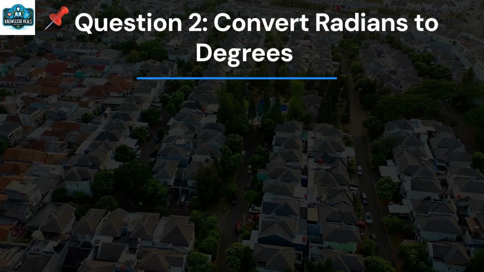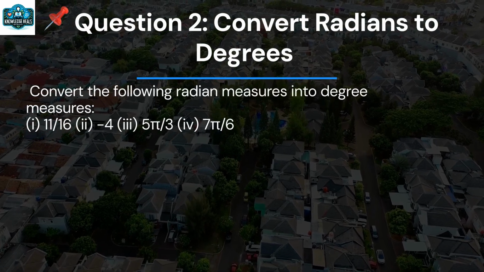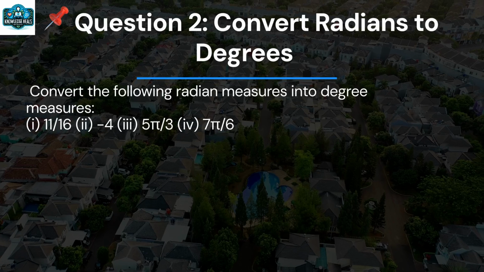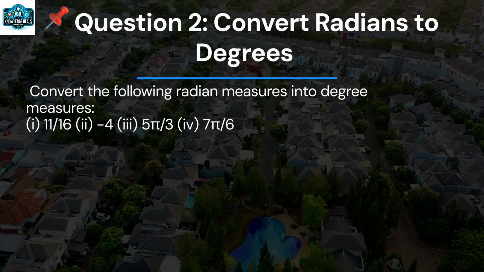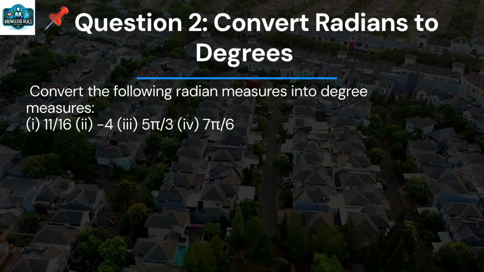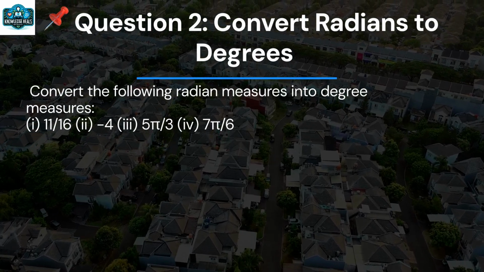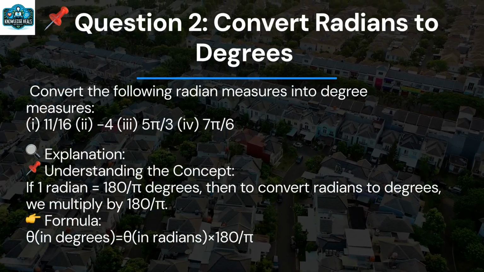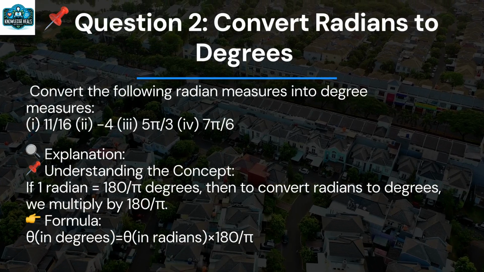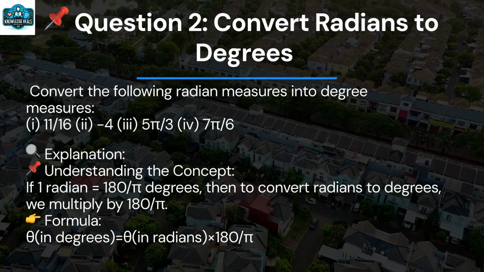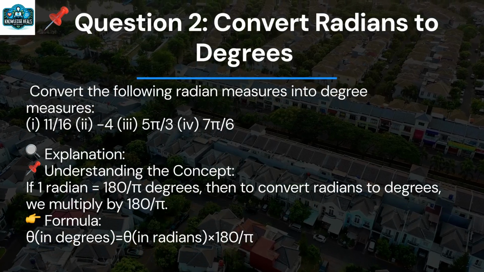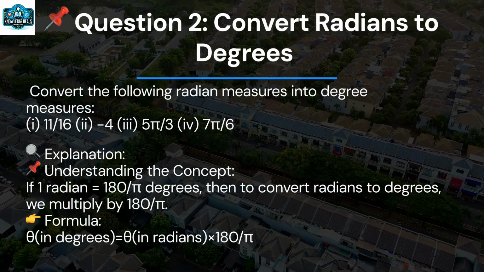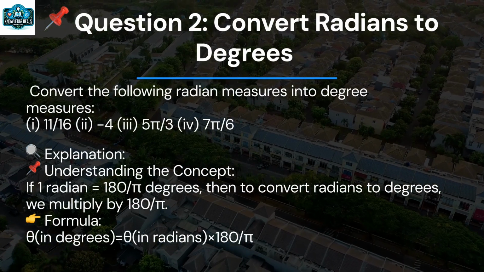Now we will convert the following radian measures into degree measures. First is 11 by 16. Second is minus 4. Third is 5 pi by 3. Fourth is 7 pi by 6. Explanation. Understanding the concept. If 1 radian is equal to 180 by pi degrees, then to convert radians to degrees, we multiply by 180 by pi. Formula. Theta in degrees is equal to theta in radians times 180 by pi.